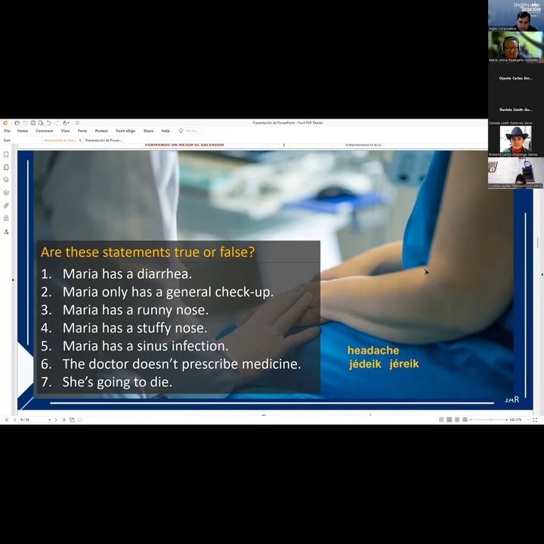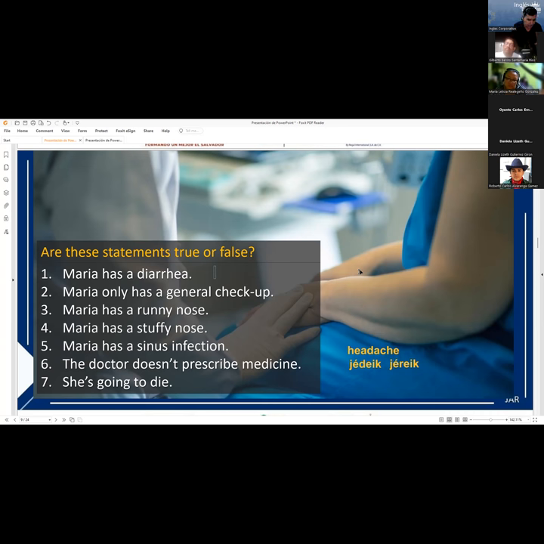What is the more common, teacher? Both. Both are very common. In America, the second, headache. In England, the first, headache. The two are the most common. Okay. We have Maria has a diarrhea.